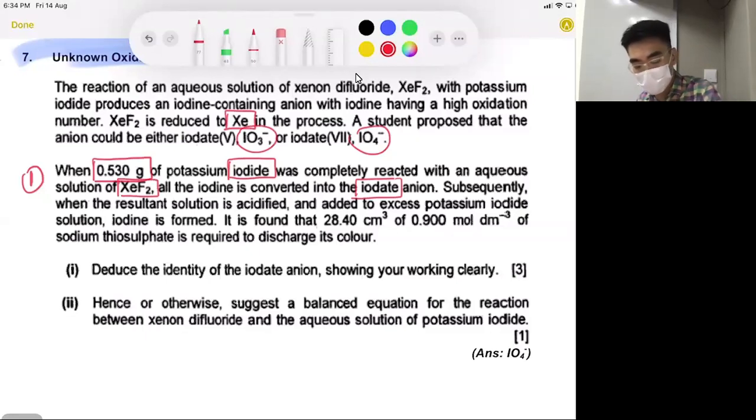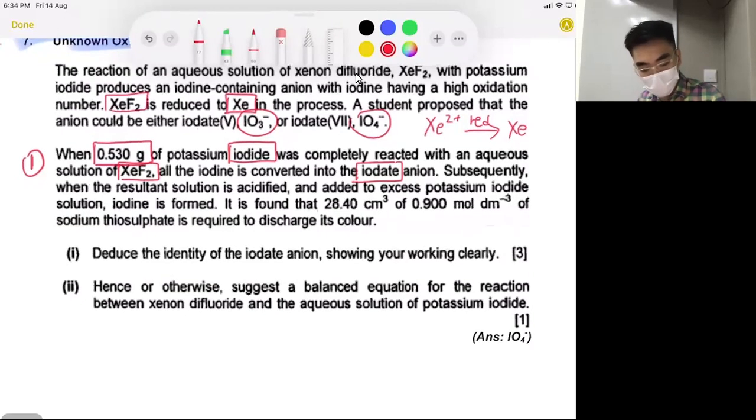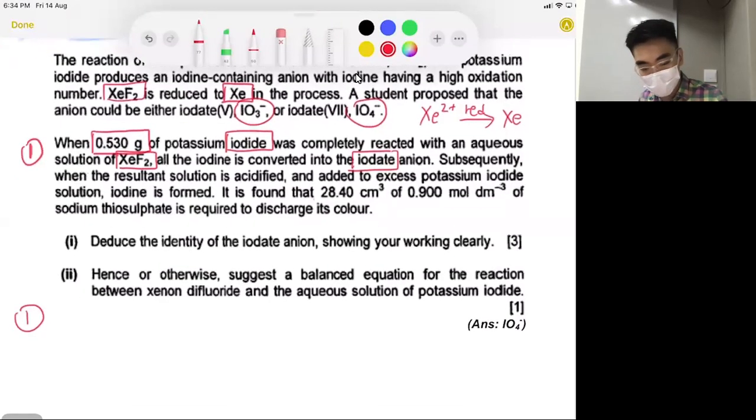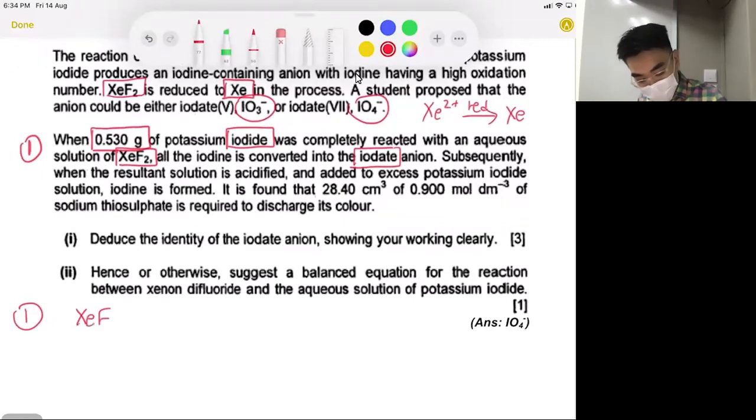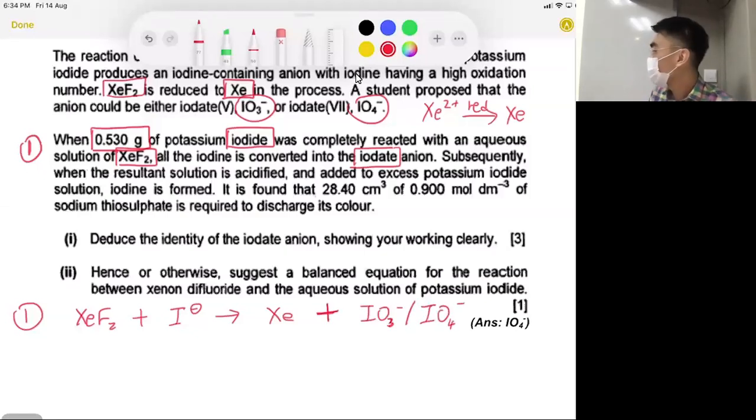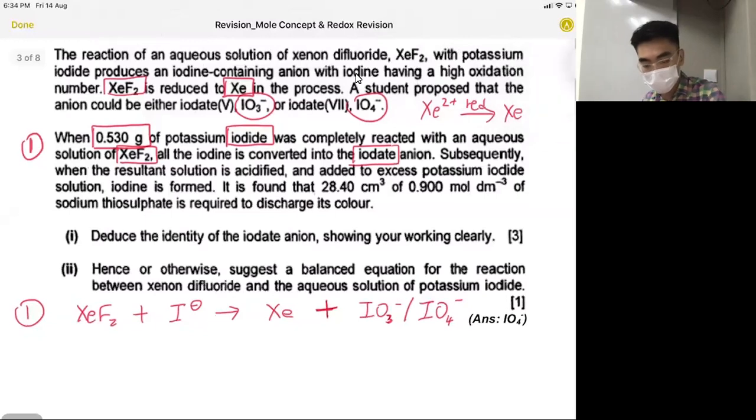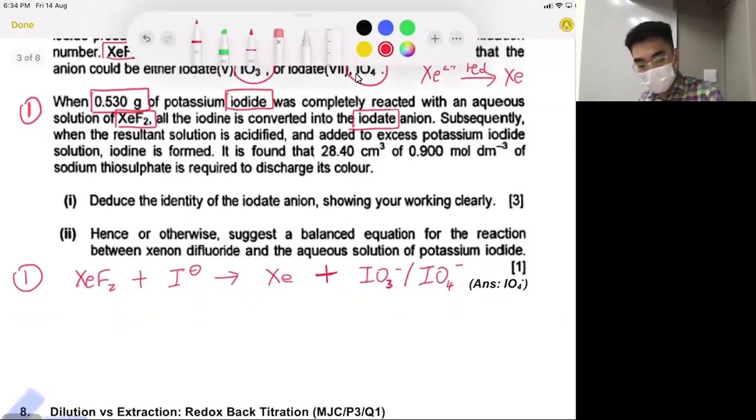The idea here is that Xe2+ is being reduced to Xe0. That was what the question told us. So if you follow my red color one, I'll try to be as neat as possible here. XeF2, I'm not going to write a balanced equation yet. XeF2 reacts with I- to give you Xe. This is just to draft it out. And I will then in turn achieve iodate. You can just jot this down if you want to: IO4-. So that's the idea, first one.